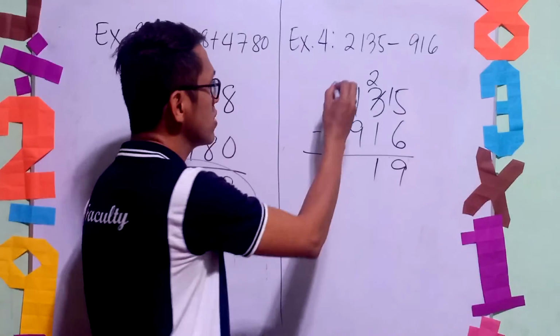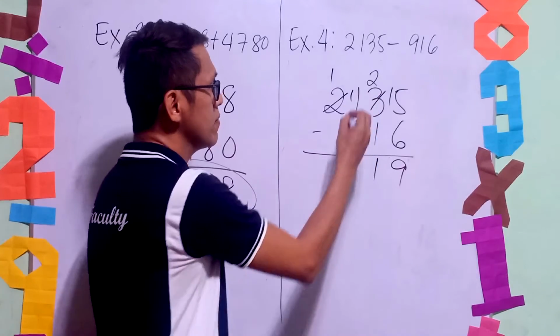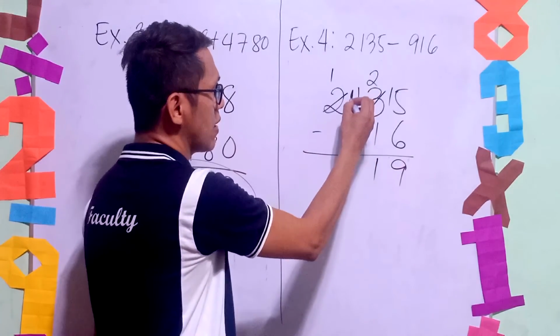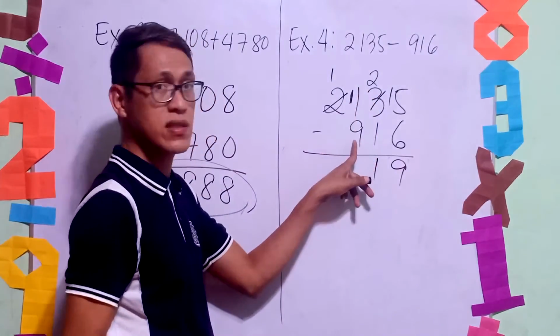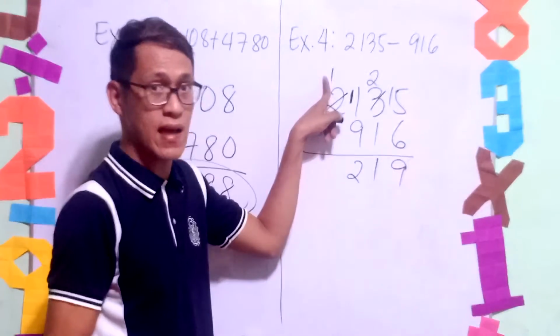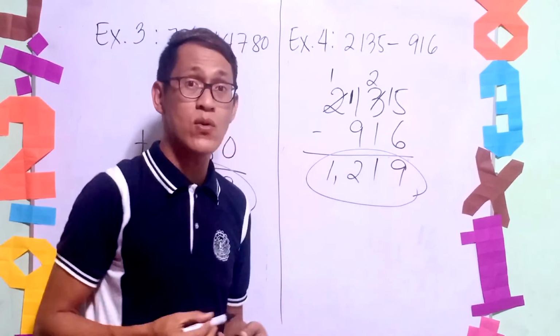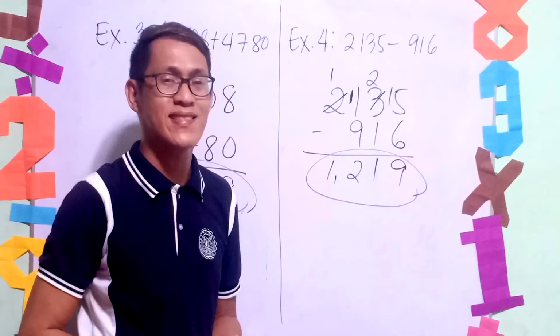2 borrow 1 will give you 1. Then the one that you borrowed, put beside here. So the 1 becomes 11. So 11 minus 9, that's 2, correct? Then just simply bring down the 1. So the difference is 1,219.